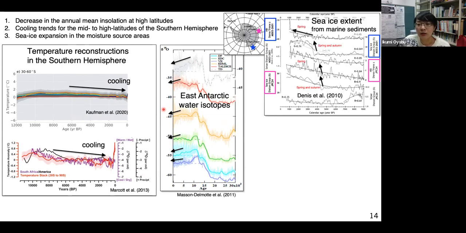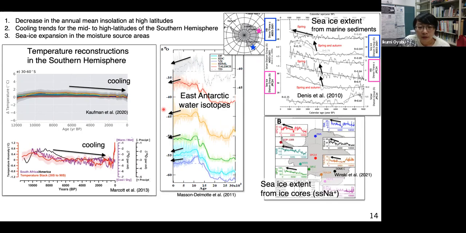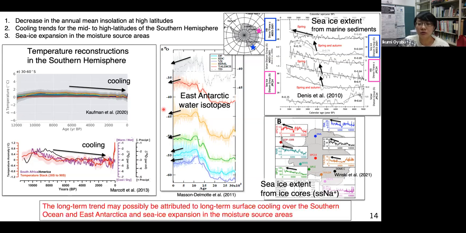And from a study on marine sediment cores, Denis et al. 2010 suggested that increasing sea ice cover over the late Holocene is a common feature in coastal Antarctic areas. And finally, Antarctic ice cores show secular increases in sea salt sodium, which is a proxy for sea ice extent in the Southern Ocean. So the long-term trend may possibly be due to long-term surface cooling over the Southern Ocean and East Antarctica and sea ice expansion in the moisture source area.